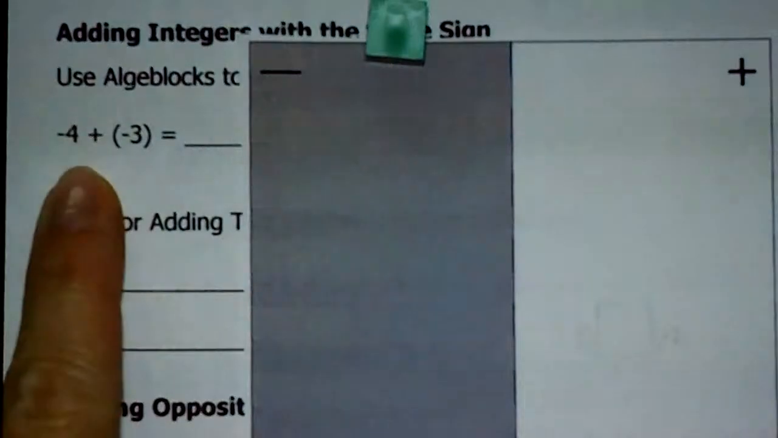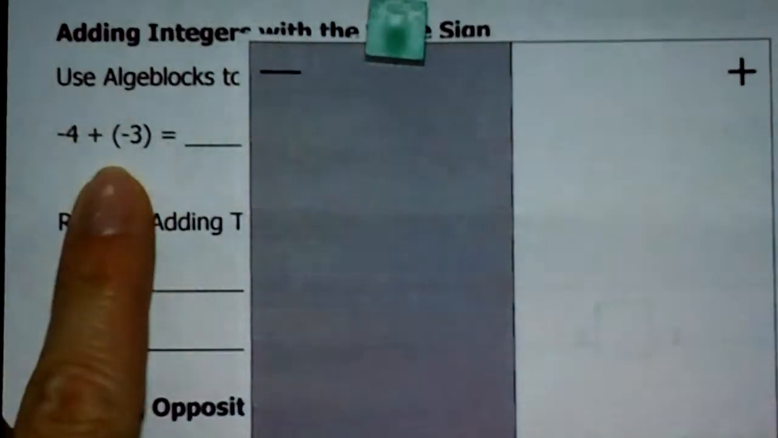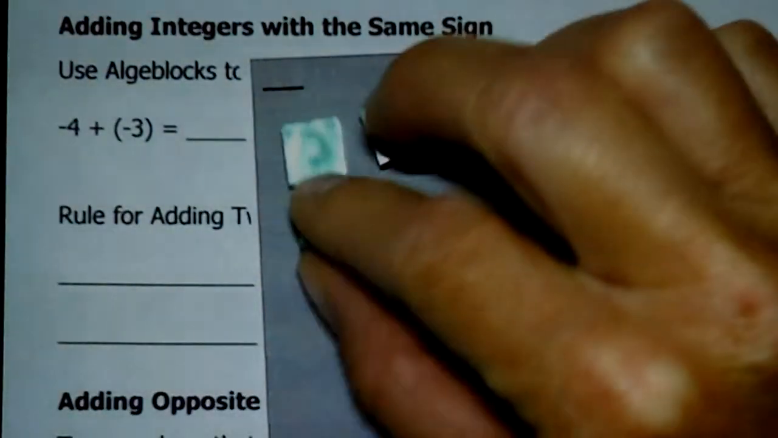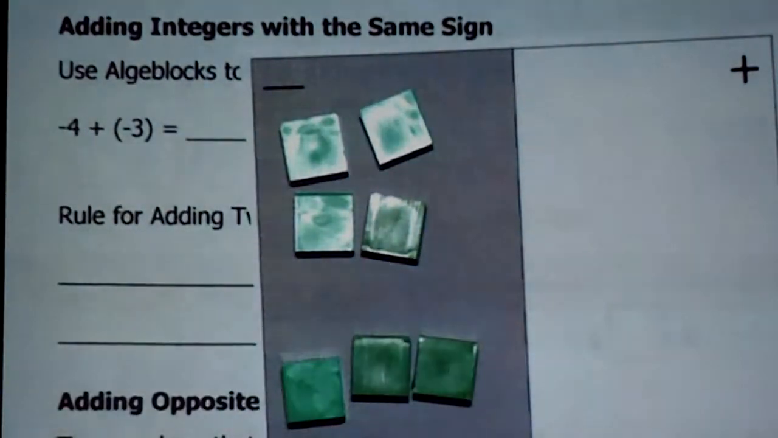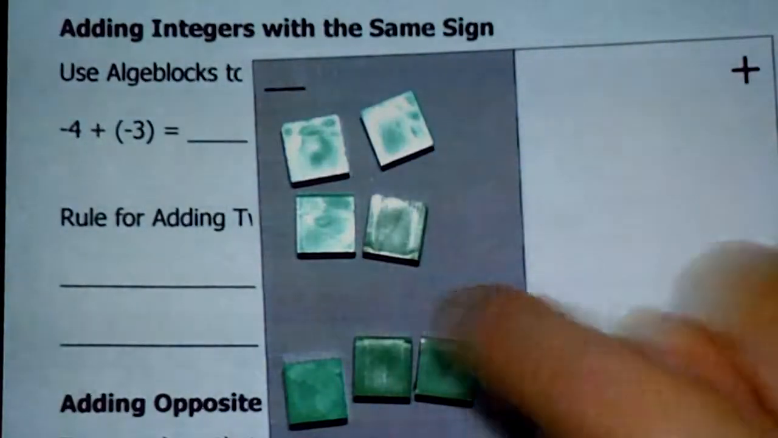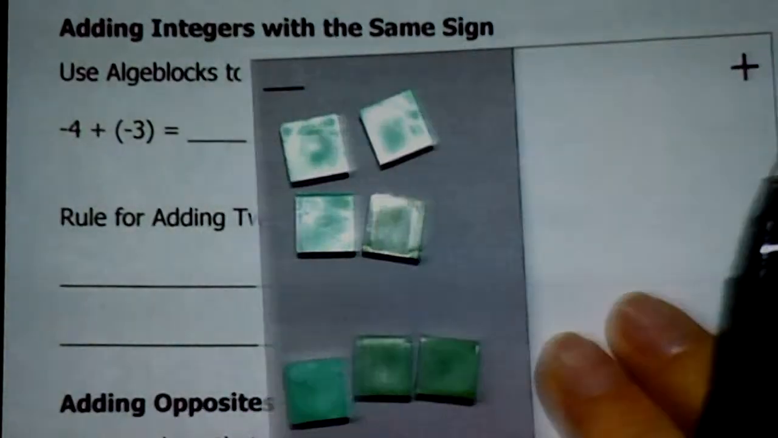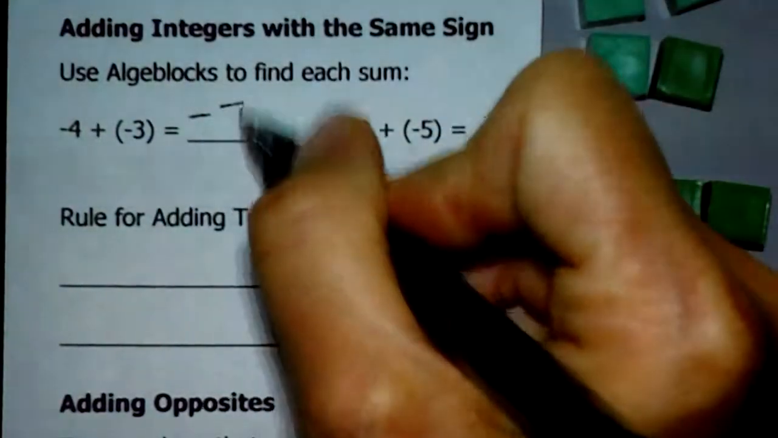Alright, so example 1 says negative 4 plus negative 3. When you add, it means you're combining, right? So if I wanted to show negative 4 plus negative 3, here's negative 4, here's negative 3. Add means combining them all together. So basically I'm just going to read this mat, and what do we have? We have 7. And they're on the negative side of the mat. So that means that negative 4 plus negative 3 is negative 7.